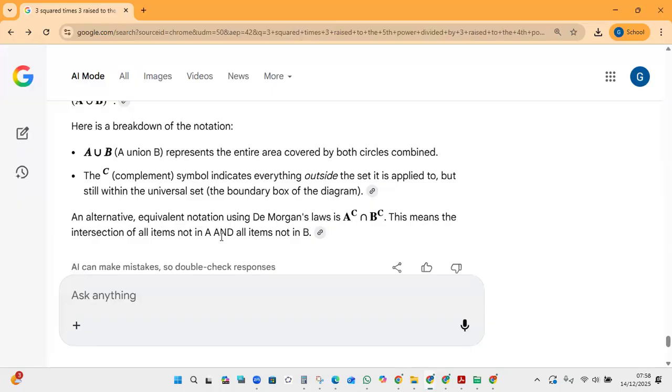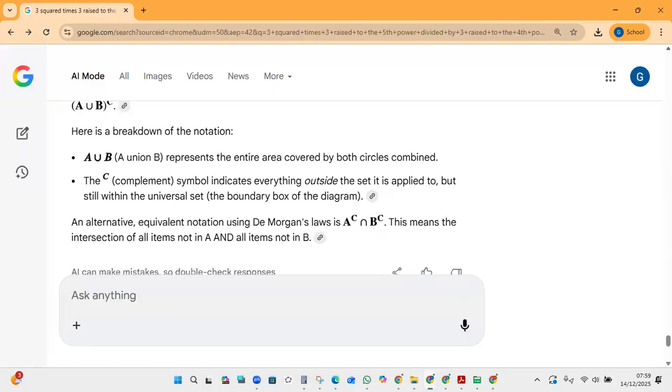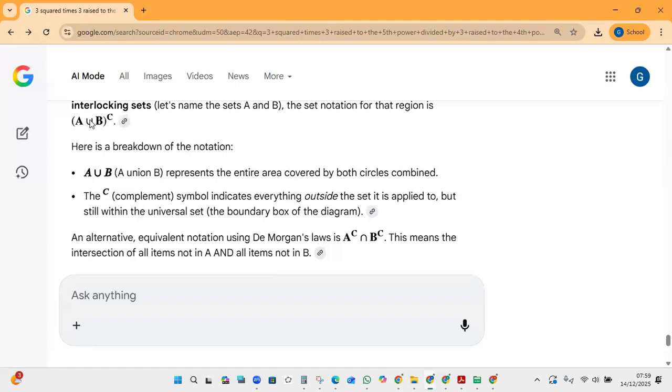Okay, so A and at the same time B. That and is short for and at the same time. So this means the intersection of all items not in A and at the same time all items not in B. That is outside of A and at the same time outside of B. So when you see and, you can read and at the same time. All right, so that's another way to represent that notation, which is A union B complement. You have the union of A and B, that is the interlocking set, but outside of it, or outside of A meeting or intersecting with outside of B.